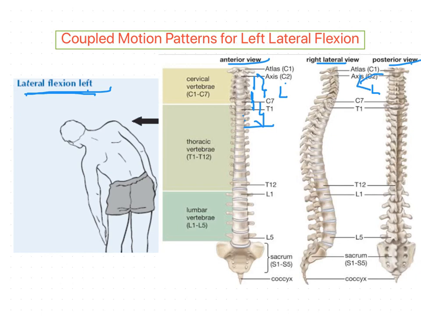What are the coupling motions here? Rotation of the vertebrae towards the left. That means the spinous processes are moving towards the right side, and the body will rotate in this way. And forward flexion is also going to take place. So the coupling patterns we have seen here are the axial rotation towards the left, and the forward flexion.